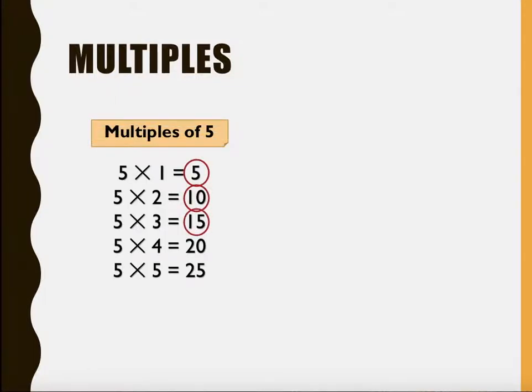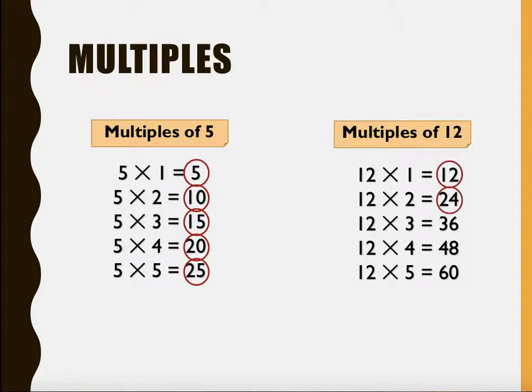What are multiples? Now, if you know the multiplication tables, then you pretty much know what multiples are. So let's list the multiples of 5: 5, 10, 15, 20, 25. This is what we have in our multiplication tables. So these are actually the multiples of 5. Similarly, for 12, we have 12, 24, 36. So you're multiplying 12 by 1, 2, 3, 4, and so on to get the multiples of 12. So you are good to go if you know your multiplication tables very well.